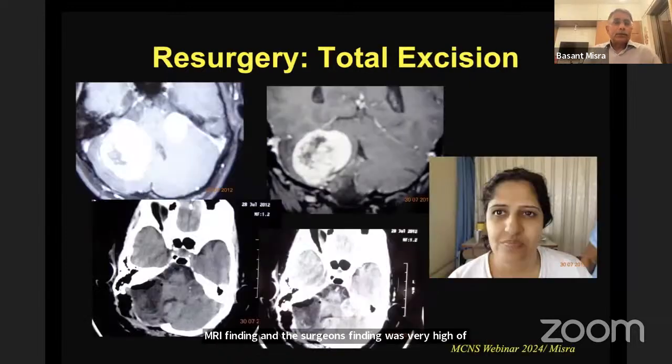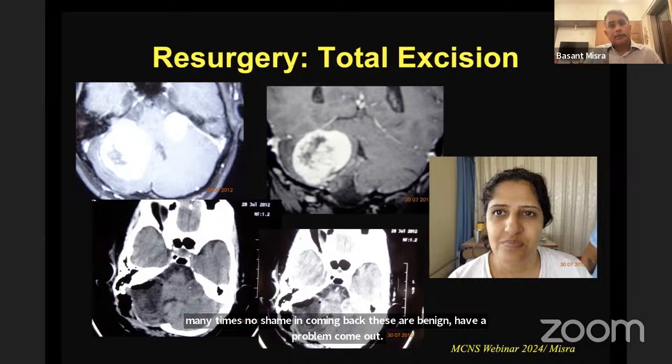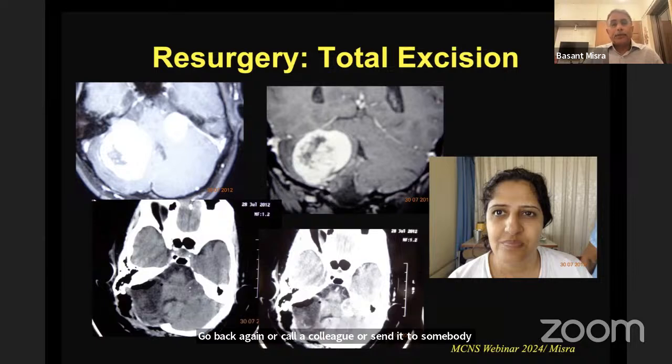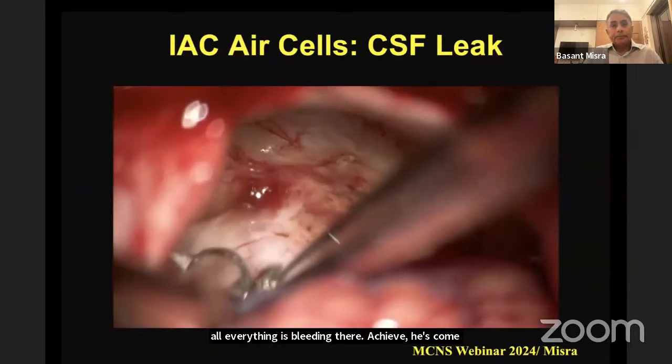Now, what about a young neurosurgeon who is operating on a giant tumor and has a problem? As I have told many times, no shame in coming back. These are benign tumors. Have a problem, come out, go back again, or call a colleague, or send it to somebody who has better experience, because you can always go back and take out the tumor. But if you have a problem, the brain is bulging, everything is bleeding there, achieve hemostasis, come out, maybe take out the bone flap.